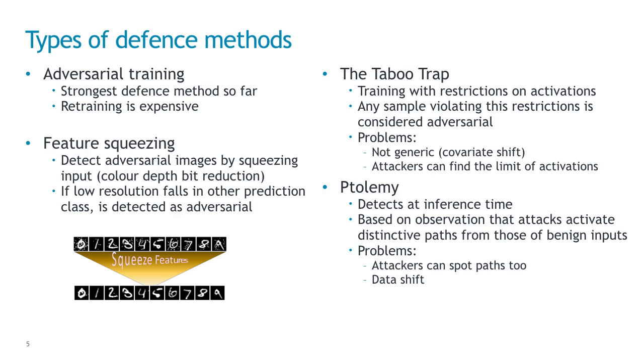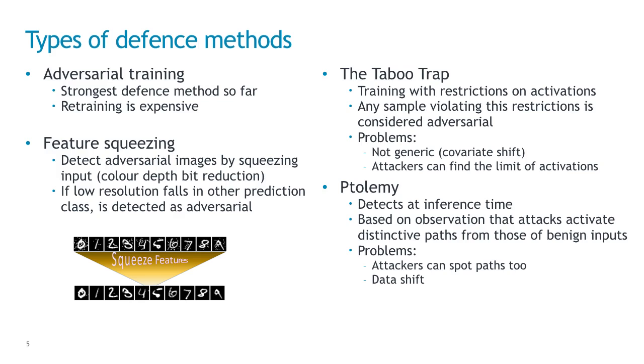Another line of work does profiling during training, and then if an adversarial attack changes the path during inference, the sample is considered as an adversarial attack. The Tabu track, for example, trains with restrictions on activations, and if these restrictions are violated during inference, then the sample is considered adversarial. The problems with this are that these methods are not generic, and of course the attackers can find the limit of the activations too. Ptolemy instead is based on observations that the attack activates distinctive paths from the benign inputs which have been profiled during training. The problem with this again is that the attacks can spot these paths too, and in case of data shift, this won't work because the profiling has been on a different training set.